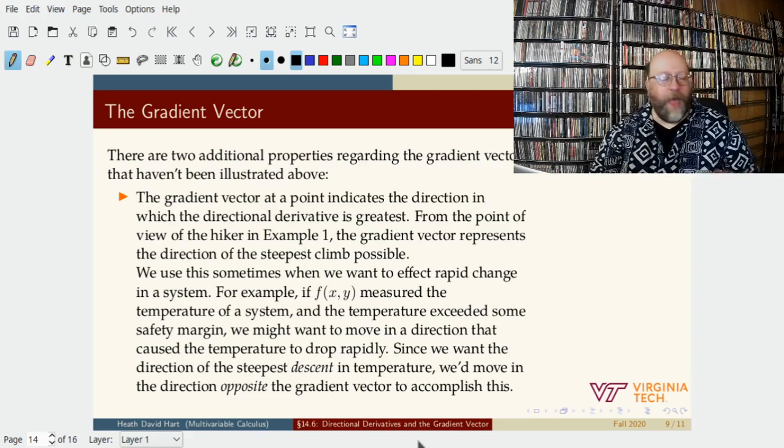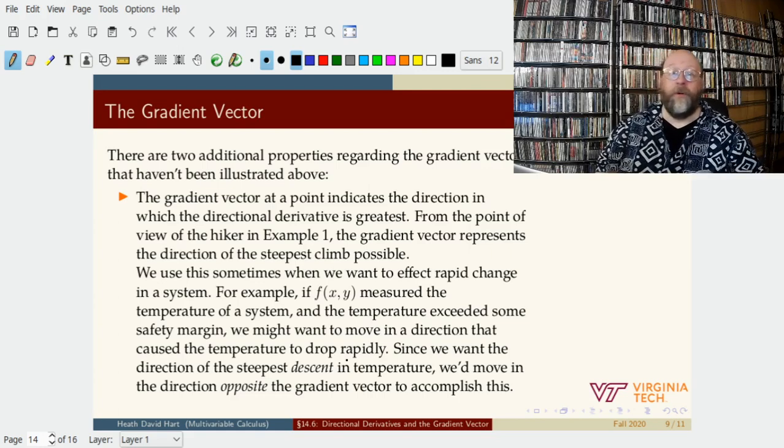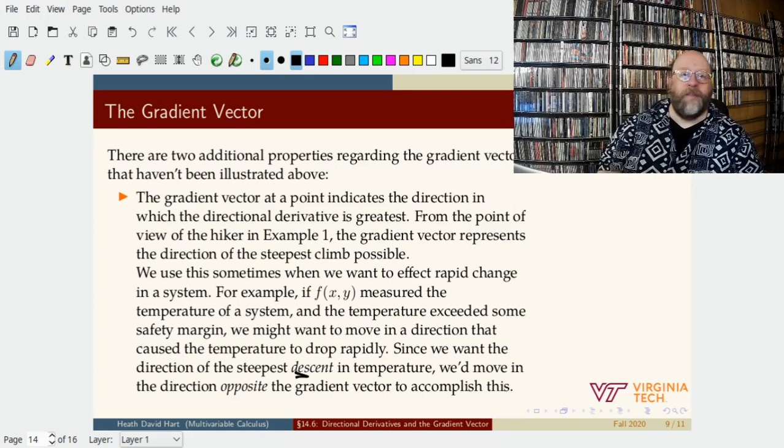For example, if we have a function that measures the temperature of a system, and that temperature has exceeded a safety margin, we might want to cause that temperature to drop, and we'd like to drop it rapidly because we have exceeded a safety margin. We need to get that temperature back down. And since we want the direction that moves the fastest, the steepest descent in temperature, because we're looking for a descent instead of an ascent, then we'll take the direction opposite the gradient vector to accomplish this.